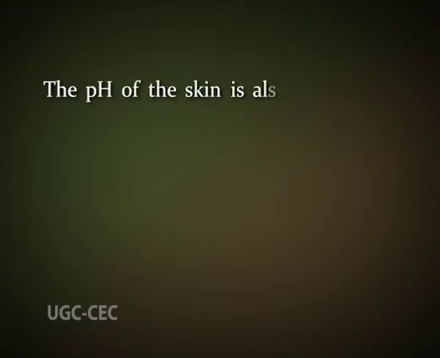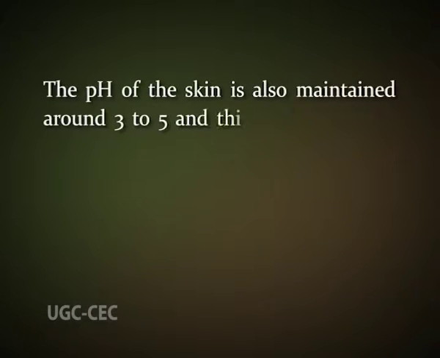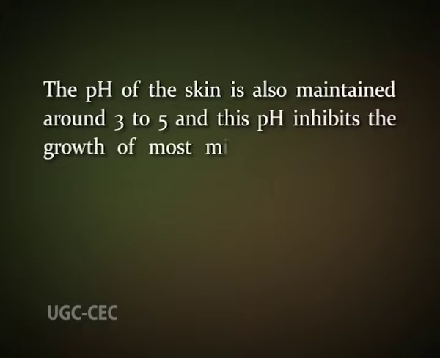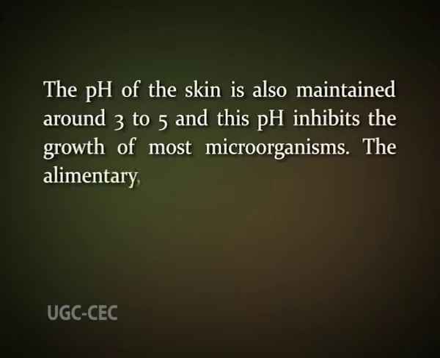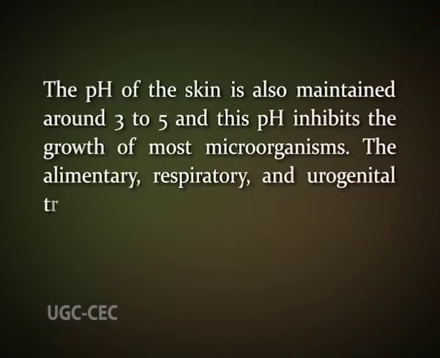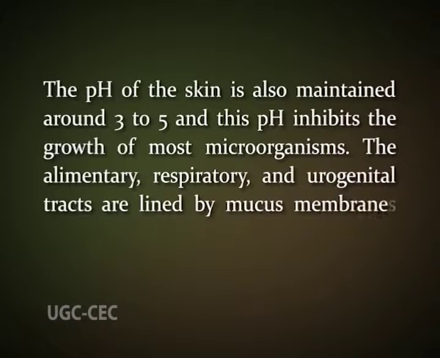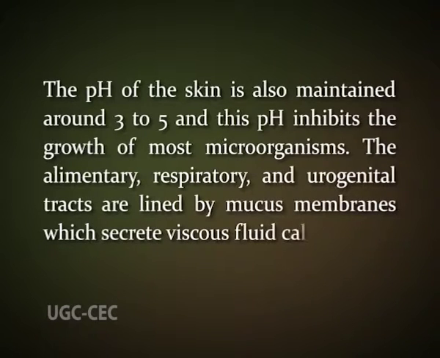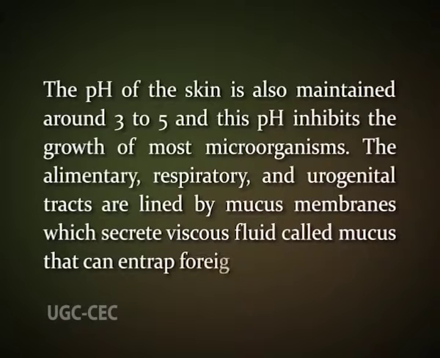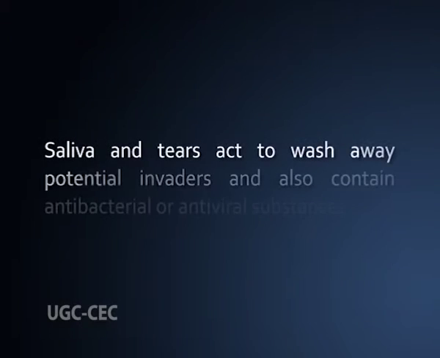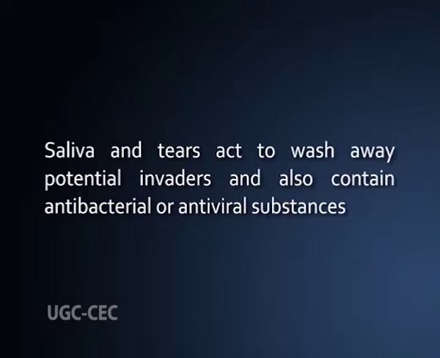The pH of the skin is also maintained around 3 to 5, and this pH inhibits the growth of most microorganisms. The alimentary, respiratory, and urinogenital tracts are lined by mucous membranes which secrete a viscous fluid called mucus that can entrap foreign microorganisms. A number of non-specific defense mechanisms also tend to prevent the entry of microorganisms. For example, saliva and tears act to wash away potential invaders and also contain antibacterial or antiviral substances.